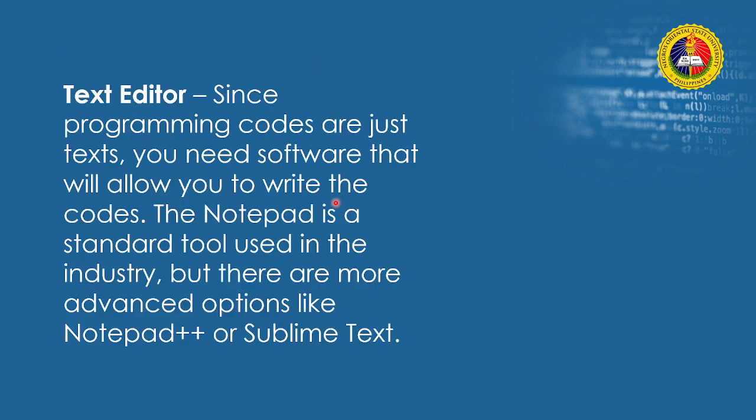Okay, so let's start with the first one, the text editor. Since programming codes are just text, you need software that will allow you to write the code. Notepad is a standard tool used in the industry, but there are more advanced options like Notepad++ or Sublime Text. Since programs are just lines of code, and codes are just text, to create a program we will be needing text editors.